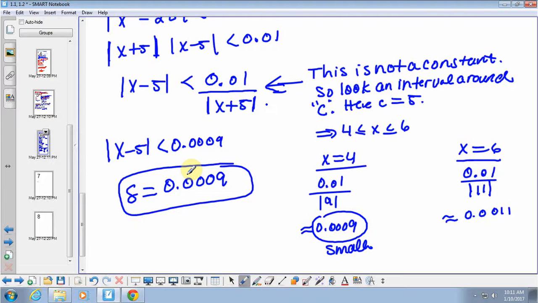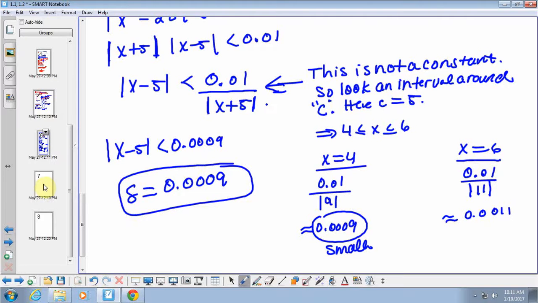Because you want delta to be as small as possible. Because you want that interval to be so tight that you make sure you've gotten into that space where you need to be, where we're getting toward L. Other questions?